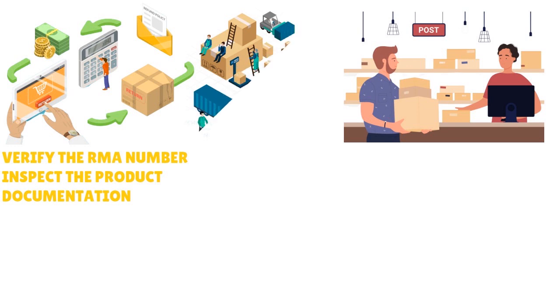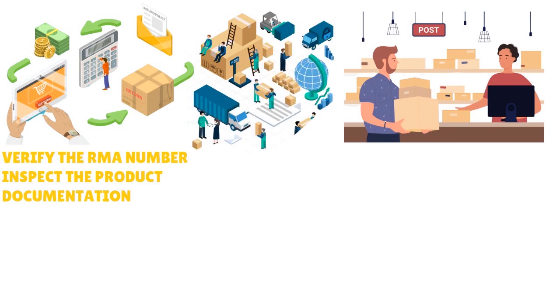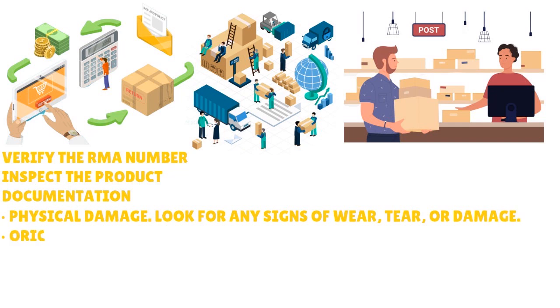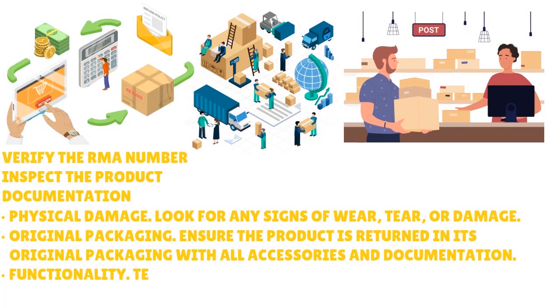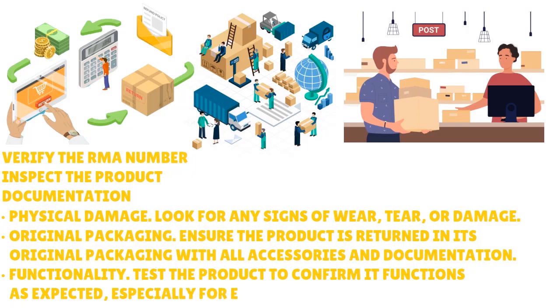and then they will conduct a thorough inspection to determine the condition of the product and the validity of the return reason. So check for physical damage. Look for any signs of wear, tear, or damage. You want to check for original packaging. Ensure the product is returned in its original packaging with all the accessories and documentation. And you want to check for functionality. Test the product to confirm it functions as expected, especially for electronics or complex items. And then when it comes to documentation, you want to document the condition of the product and any discrepancies or damage found during the inspection. So that's important.